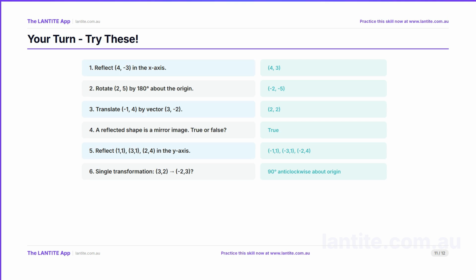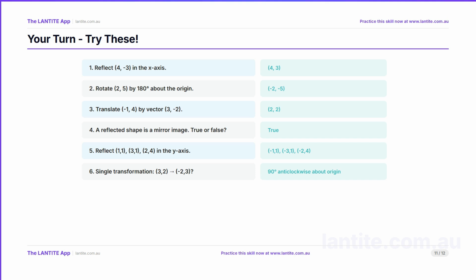Now it is your turn. Pause the video and try these 6 problems. Problem 1. Reflect the point (4, -3) in the x-axis. Problem 2. Rotate the point (2, 5) by 180 degrees about the origin. Problem 3. Translate the point (-1, 4) by the vector (3, -2). What are the new coordinates?